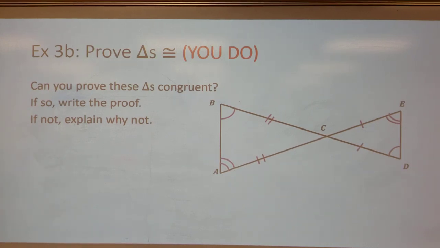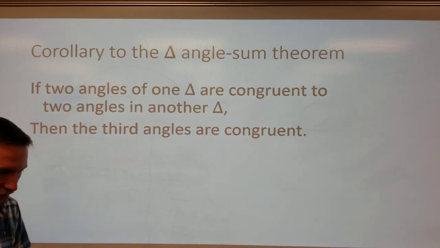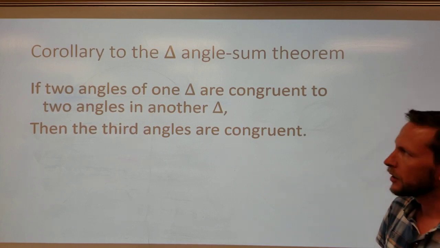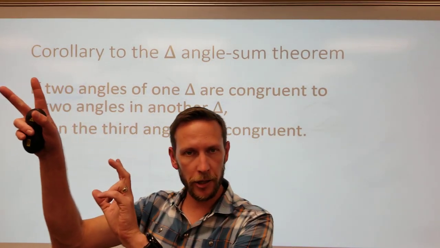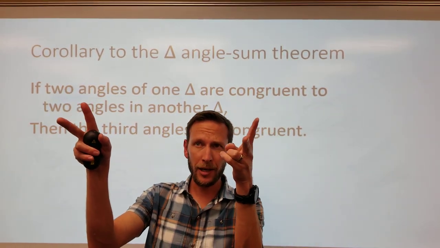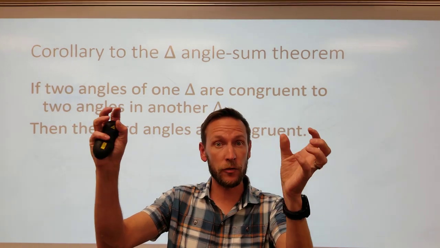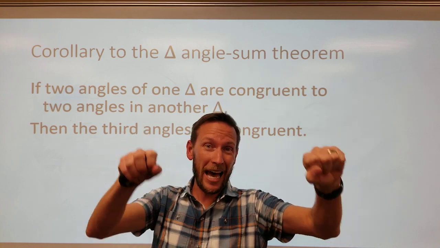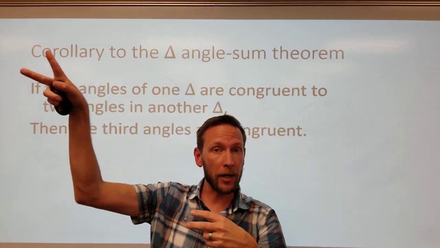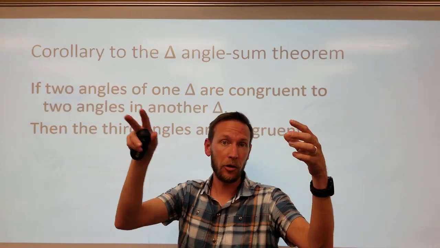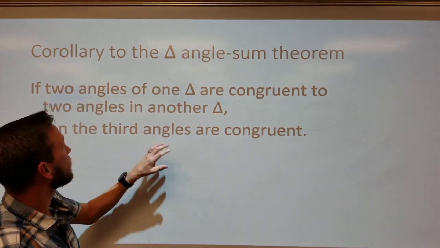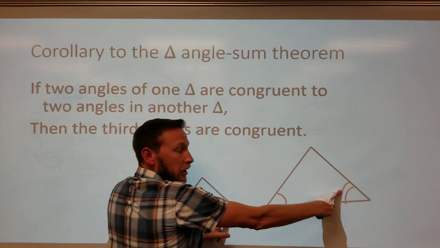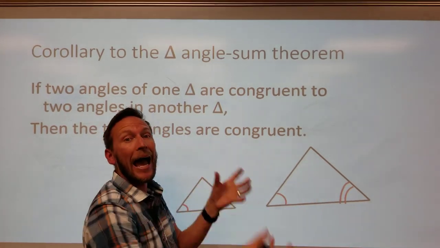Okay, here we go. All right, the last thing. We have a corollary to our triangle angle sum theorem. Basically, if you have two angles in one triangle that are congruent to two angles in another triangle, then because of the restrictions of the triangle angle sum theorem, these two plus that third angle have to add up to 180. So if we have two angles in this triangle congruent to two angles in that triangle, then the third pair of angles has to be congruent. If these angles are congruent, these angles are congruent, then this third pair has to be congruent.